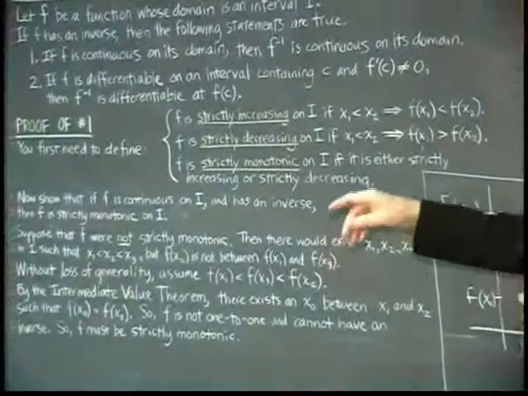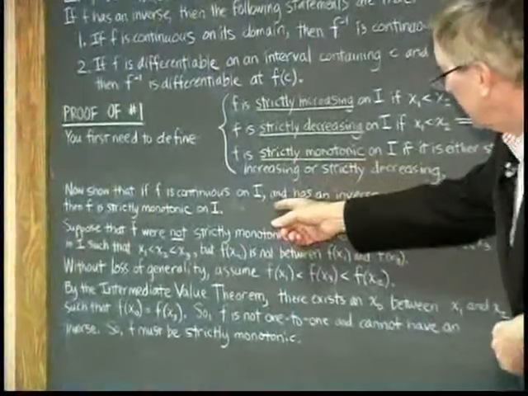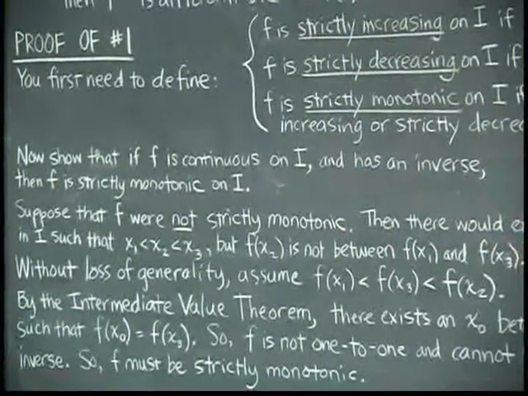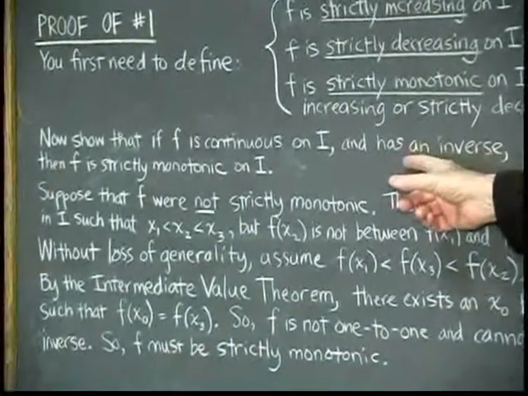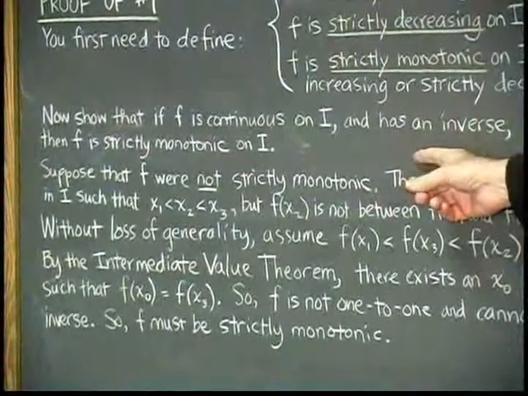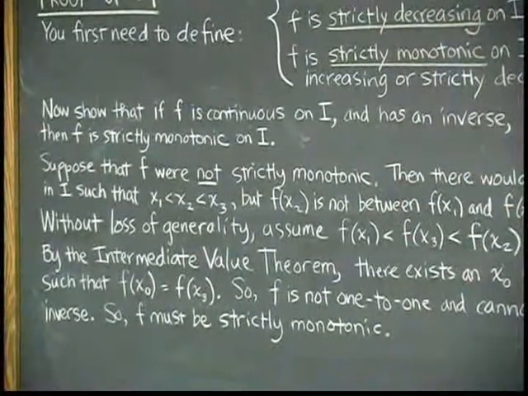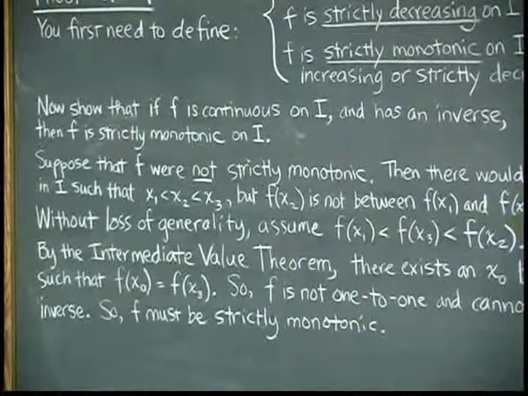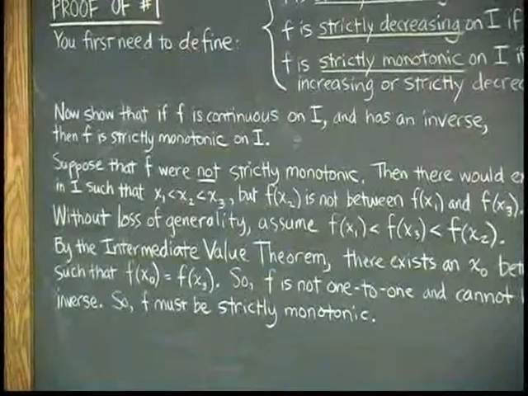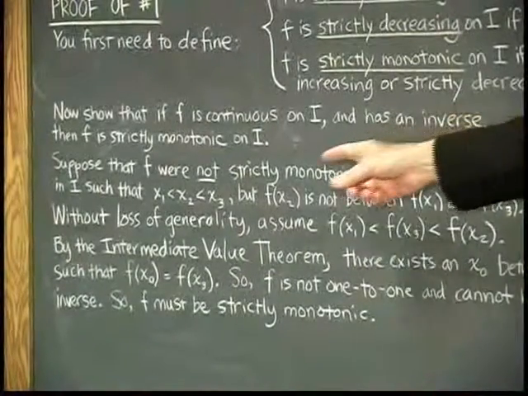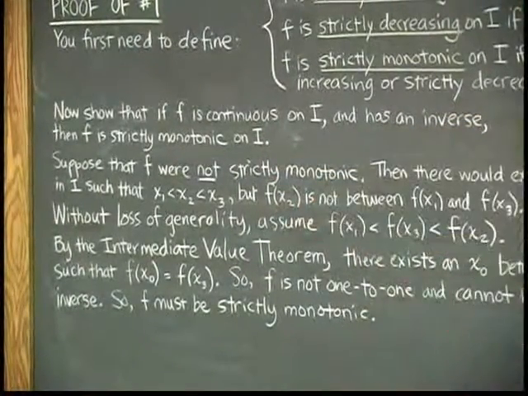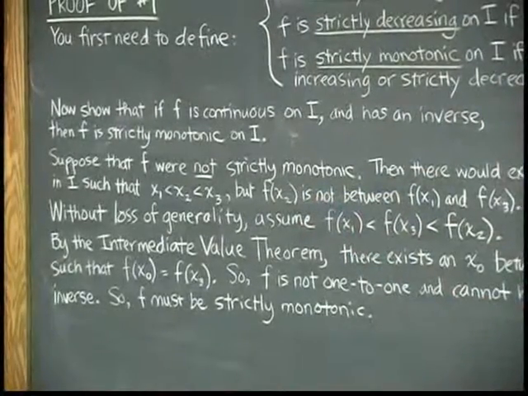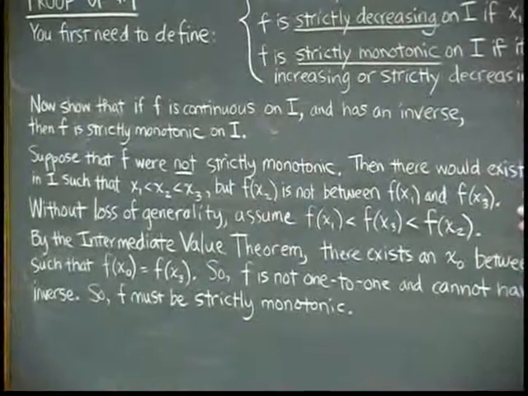So now we have to show that if f is continuous on the interval I and has an inverse, then f is strictly monotonic on that interval I. Here's how the proof of that statement goes. Suppose that f were not strictly monotonic. Then there would exist 3 points, x1, x2, and x3, in the interval I, such that x1 is less than x2 is less than x3, but f of x2 is not between f of x1 and f of x3.